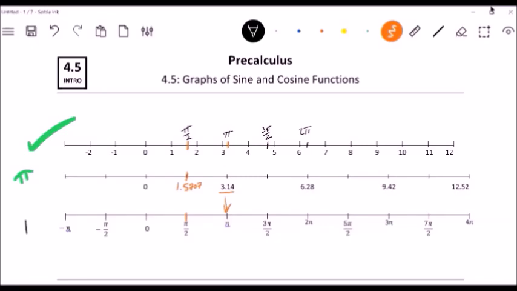So therefore, this is going to be the main one that we will use in the things that you'll be doing for graphing sine and cosine and the other trigonometric functions.